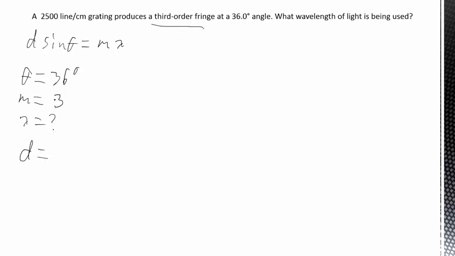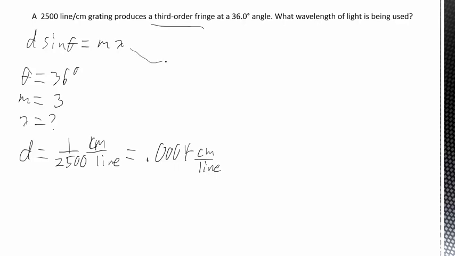So d is the inverse of this guy, 1 over 2500 centimeters up here per line down here. And you can go ahead and do this division here, and you'll get 0.0004 centimeters per line, and then you could plug that in, but I'm going to show you a nice little trick to do. So we're using this equation here, right? And I could plug that in for d, theta, m, and solve for lambda, easy enough.